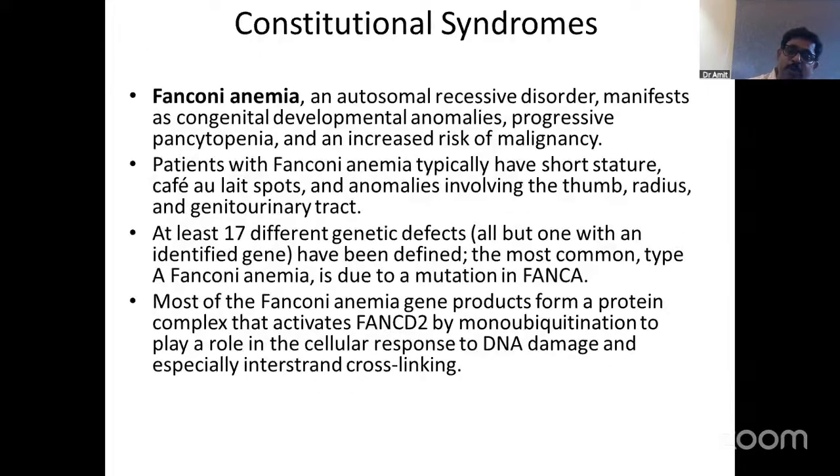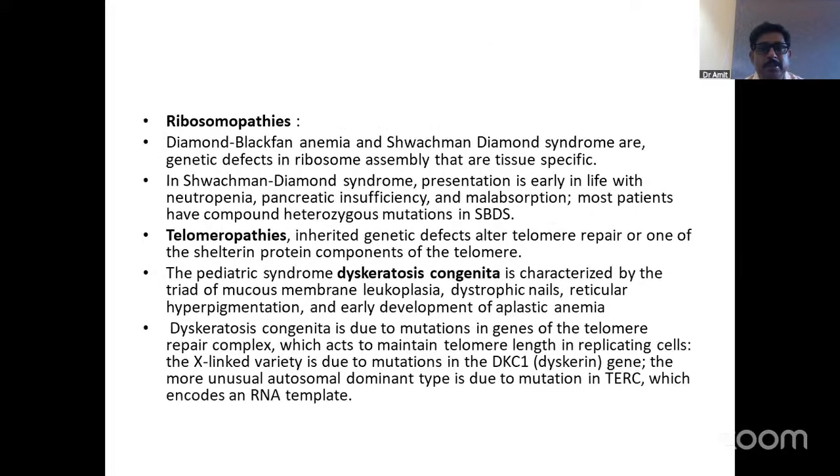So paroxysmal nocturnal hemoglobinuria, and already discussed in the previous slides, the constitutional syndromes of Fanconi's anemia and the ribosomopathies called Diamond-Blackfan anemia and Shwachman-Diamond syndrome. I also talked about the telomeropathies, where dyskeratosis congenita was one of the important causes, and these all lead to different types of pancytopenia.